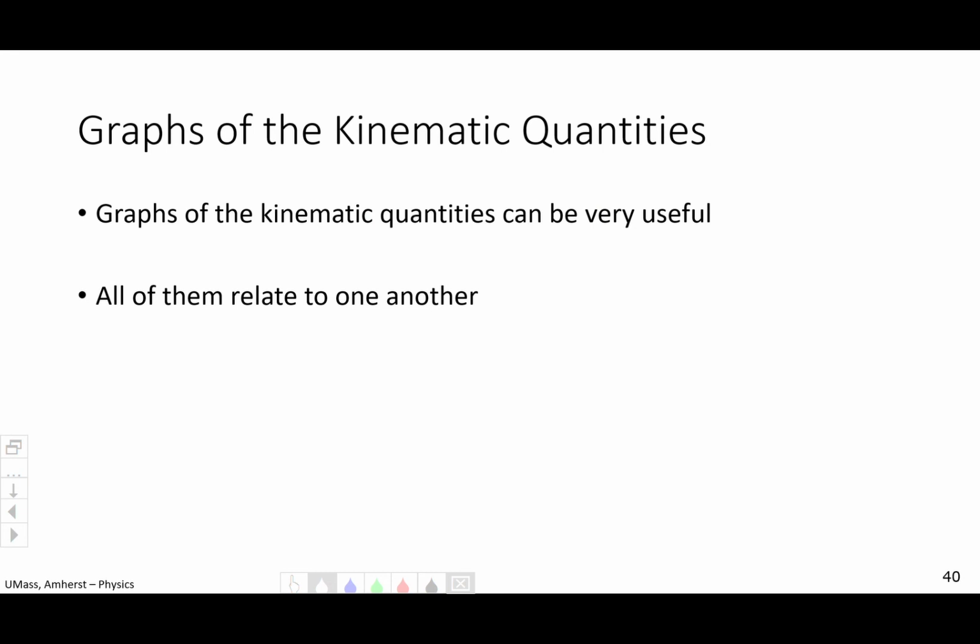Okay, we're going to end the video here, and we're going to pick up in our next video with graphs of the kinematic equations and the kinematic quantities, not kinematic equations, but things like the displacement versus time, velocity versus time, etc. So we'll pick up there. See you in the next video.